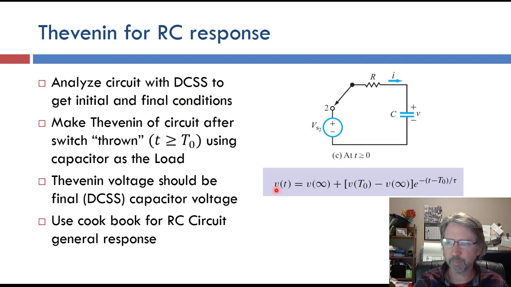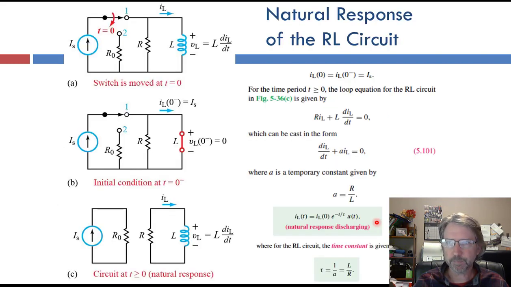So voltage across the capacitor as a function of time is a function of the final voltage, the initial voltage, and the time constant. So we want to take that same approach for inductor circuits, RL circuits. A circuit with a single inductor we can handle in the same way. So much like a couple of videos ago, we'll start with a natural response, which is when we charge up the inductor, create that magnetic field, and then let it discharge naturally.